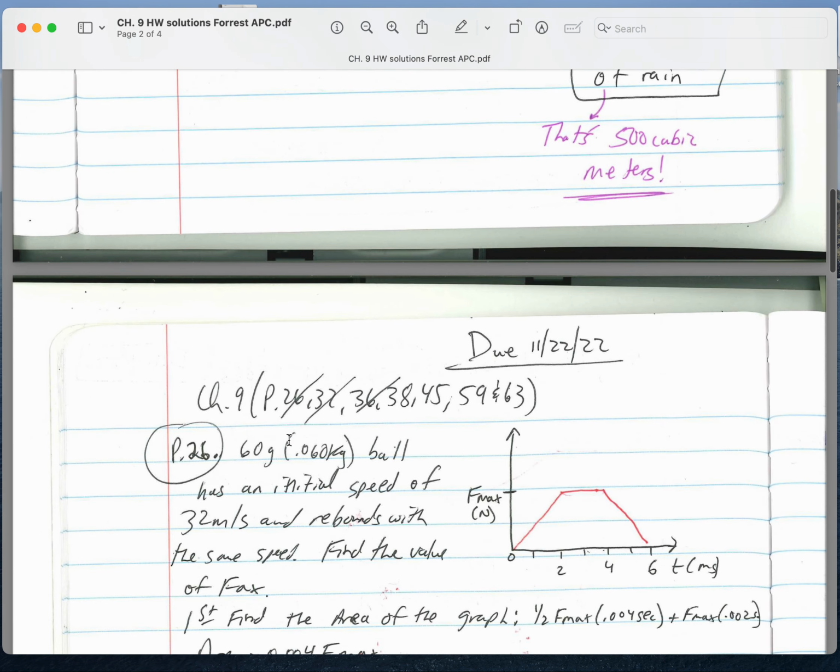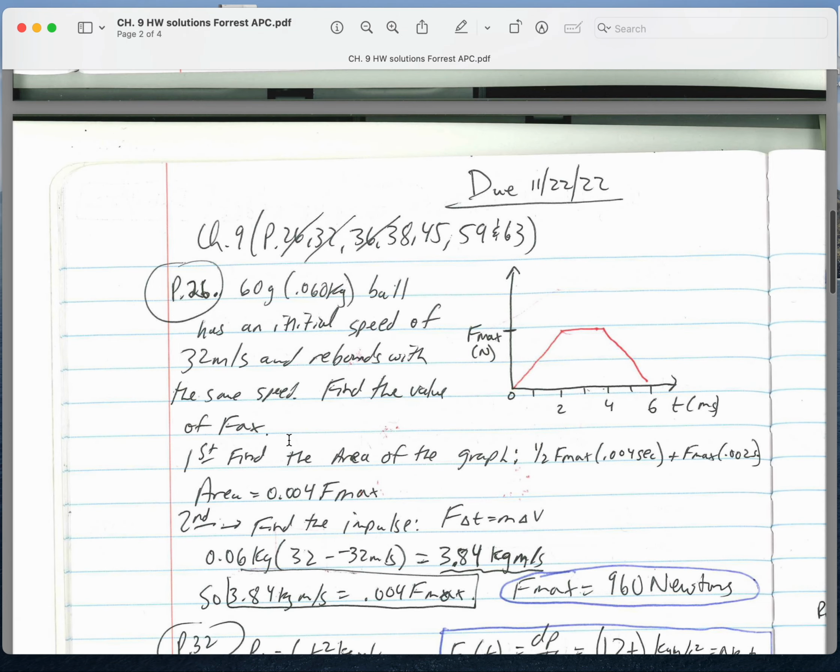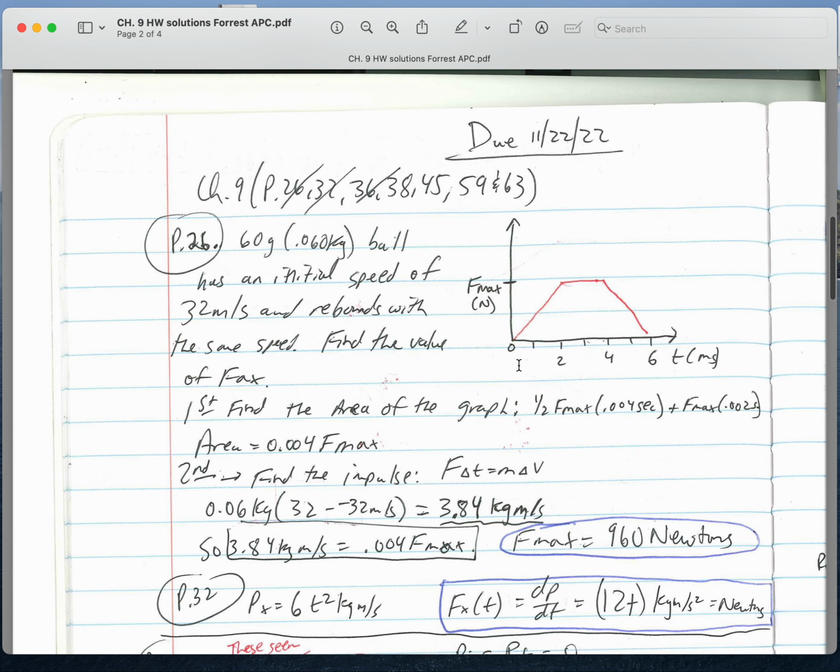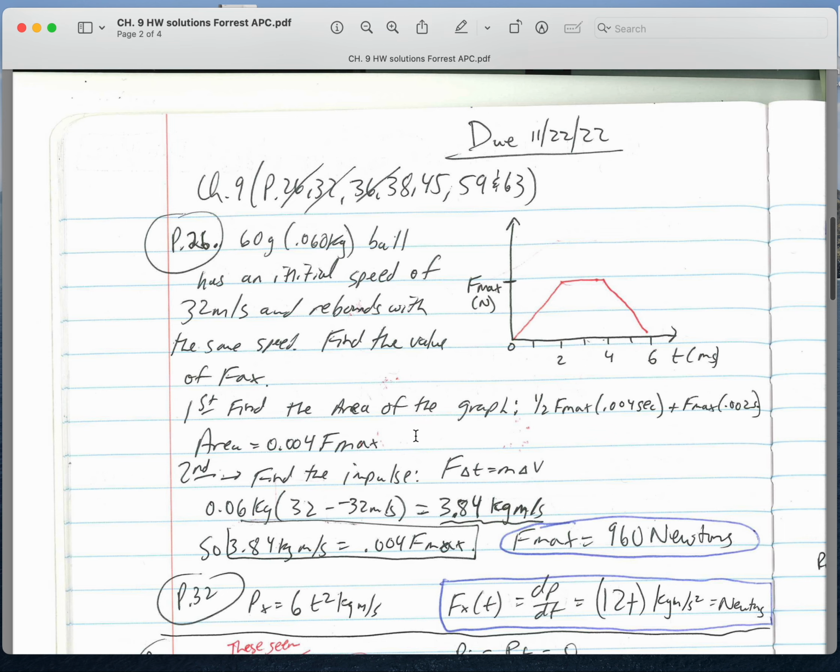Moving along here to number 26, this was the F max, and it basically showed you the force versus time graph. It says a ball has an initial speed of 32 meters per second, rebounds with the same speed, so that means it's going the opposite direction. So the first thing is I find the area of the graph. It's 1/2 F max times 0.02 seconds plus F max times 0.02 seconds plus 1/2 F max times another 0.02 seconds. So you could also think of the area of a trapezoid. So I get that the area is 0.004 F max.